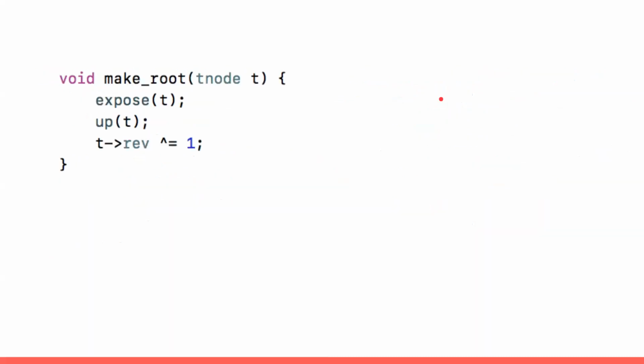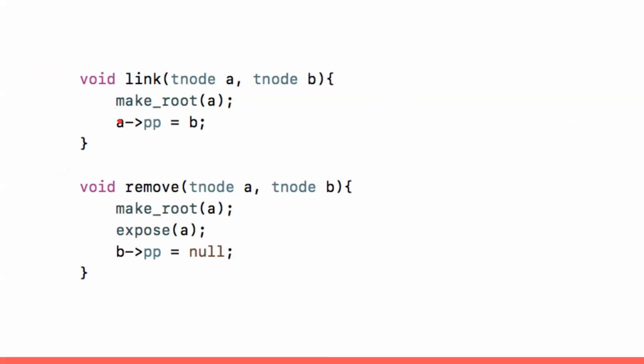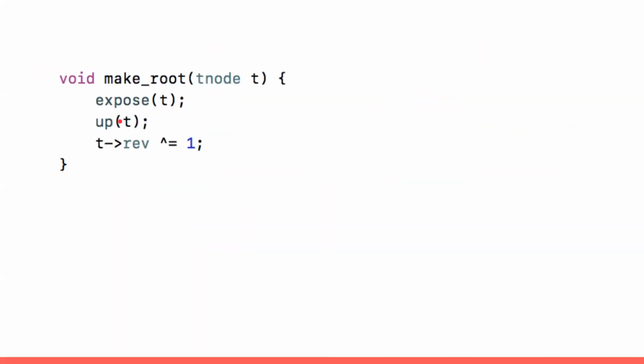And let's look at our make root function. First we are going to build a path between t and the root. And then up. So we are going to make sure that there are no reverse flags between t and the root. Oh, sorry. Okay, here we are. And after we do that, we change the reverse flag, and we say that it should be reversed.